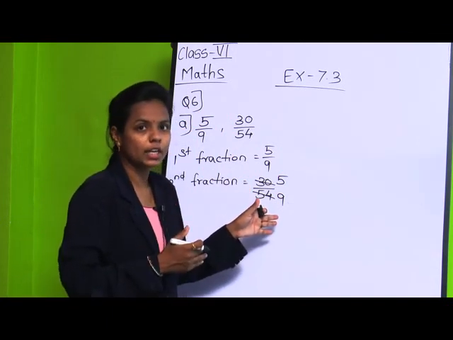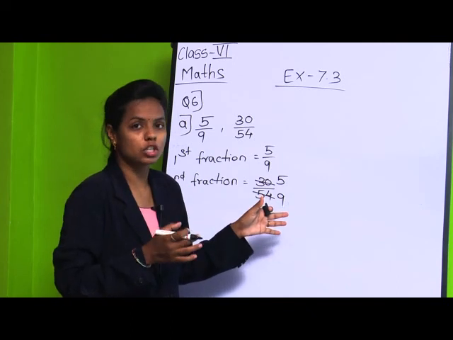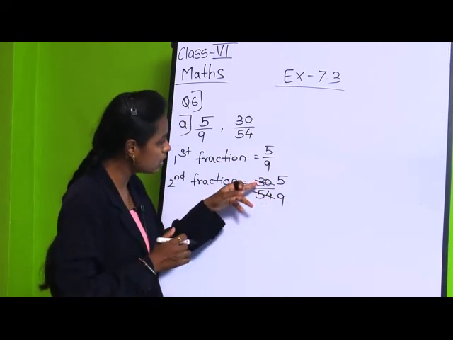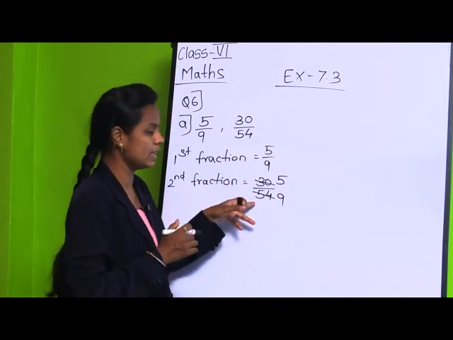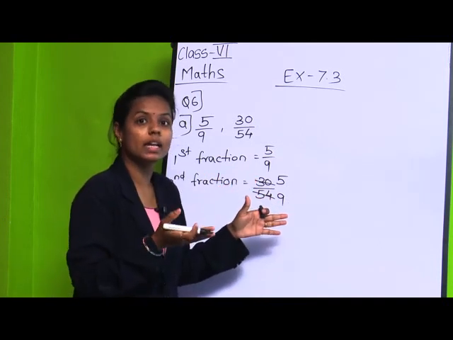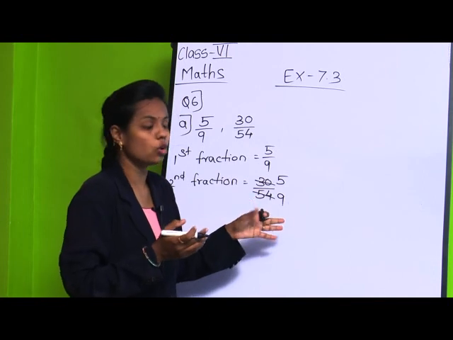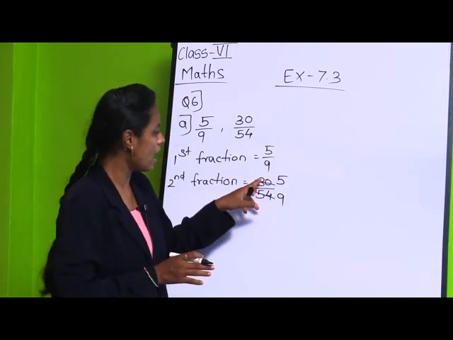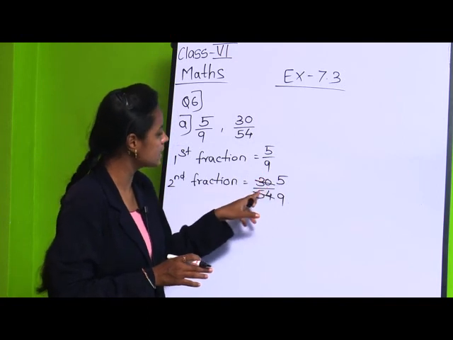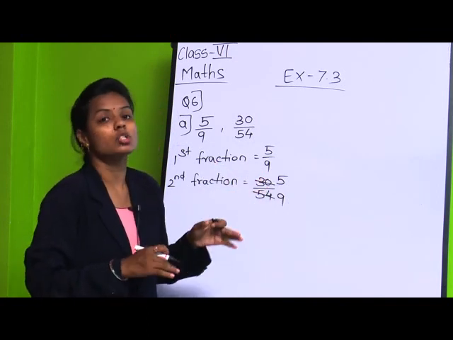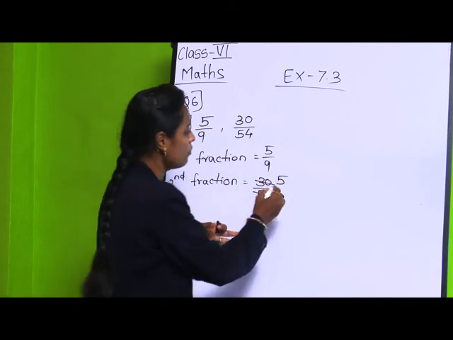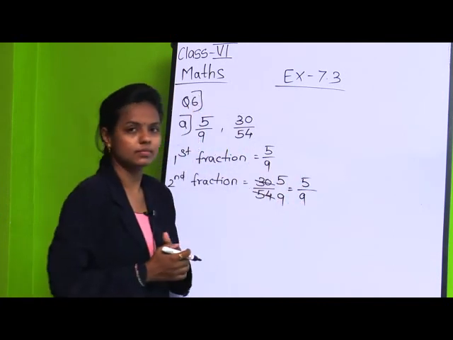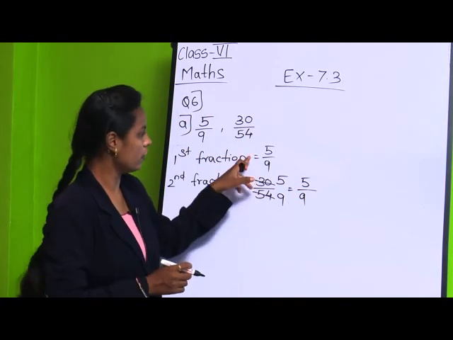To convert it into lowest term, we must know the tables and we must see whether both the numerator and denominator are going in the table or not. So these both numbers are going in one table, that is 6. We have 6 5s are 30 and 6 9s are 54. So, after converting into lowest term, we got 5 by 9, isn't it? We got 5 by 9.